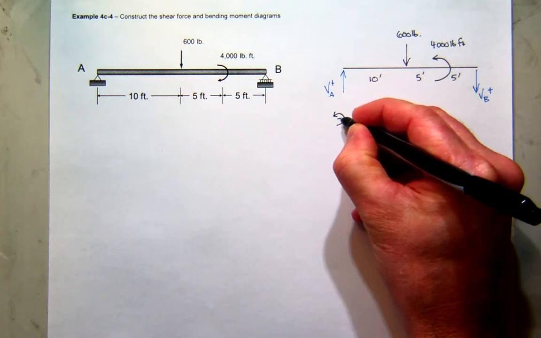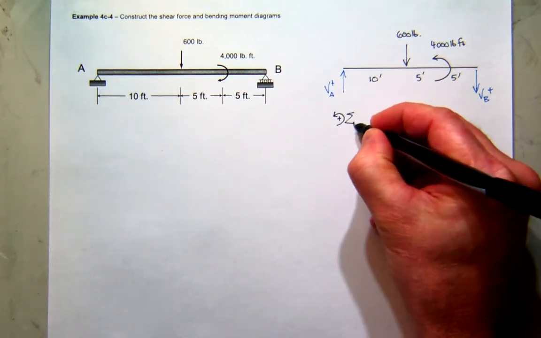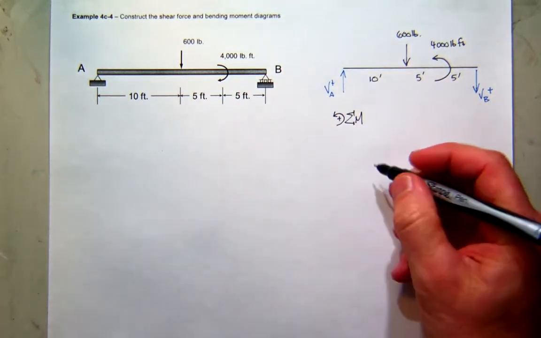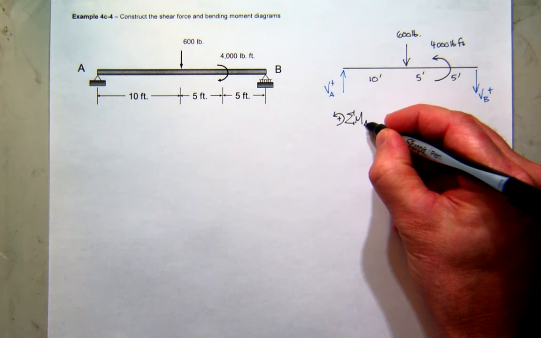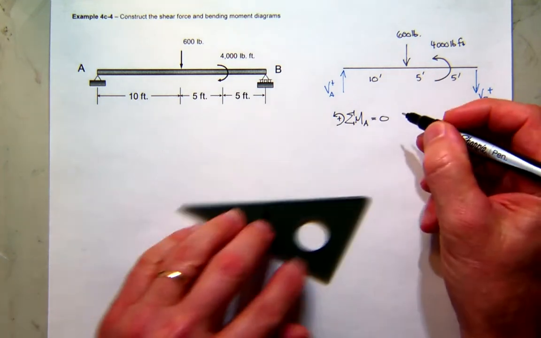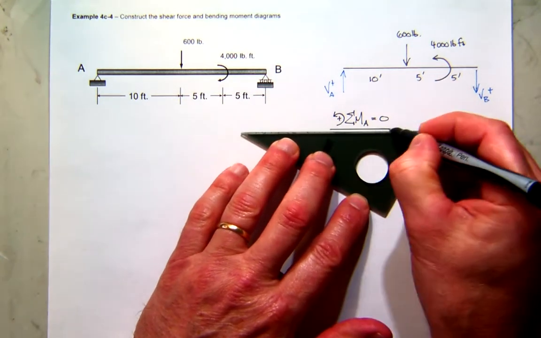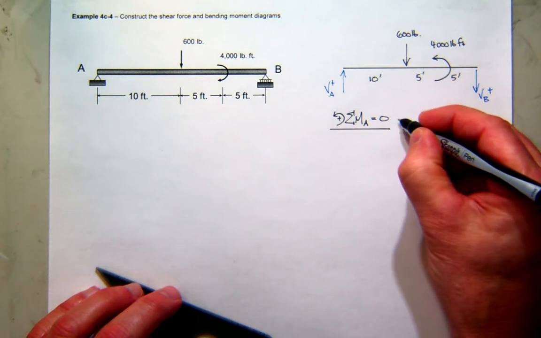So I'm going to sum moments using right-hand rule for my sign convention, and I'm going to sum moments about A and make sure it's 0. So there's my equilibrium statement. So let's do it for this beam.